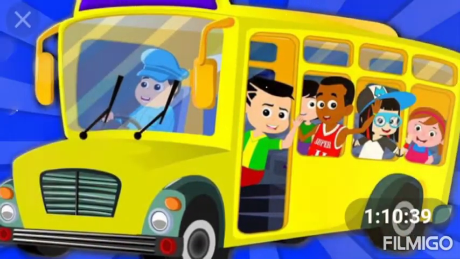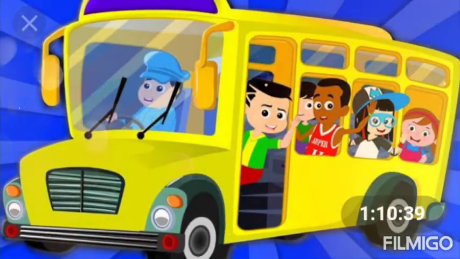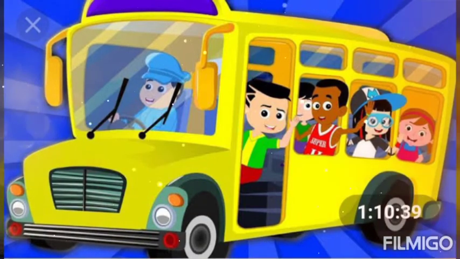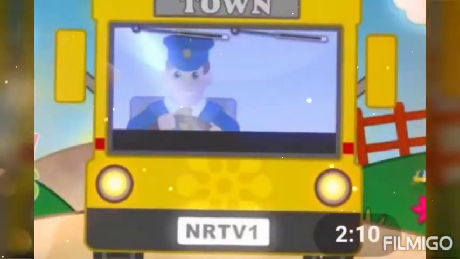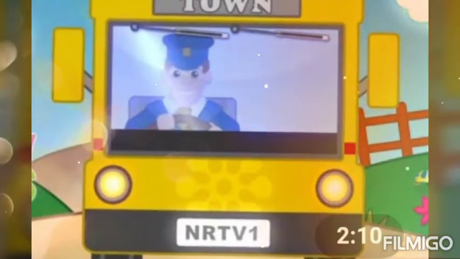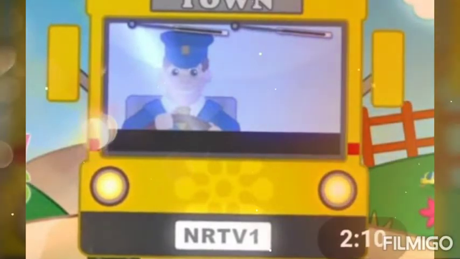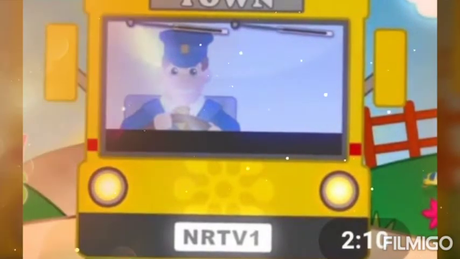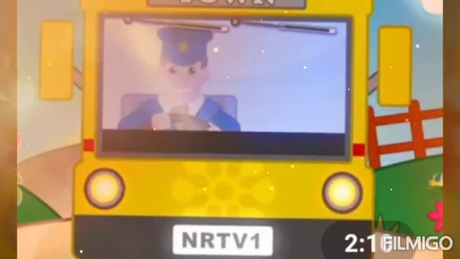The wipers on the bus go swish, swish, swish, all through the town. The signal on the bus goes blink, blink, blink. The signal on the bus goes blink, blink, blink, all through the town.